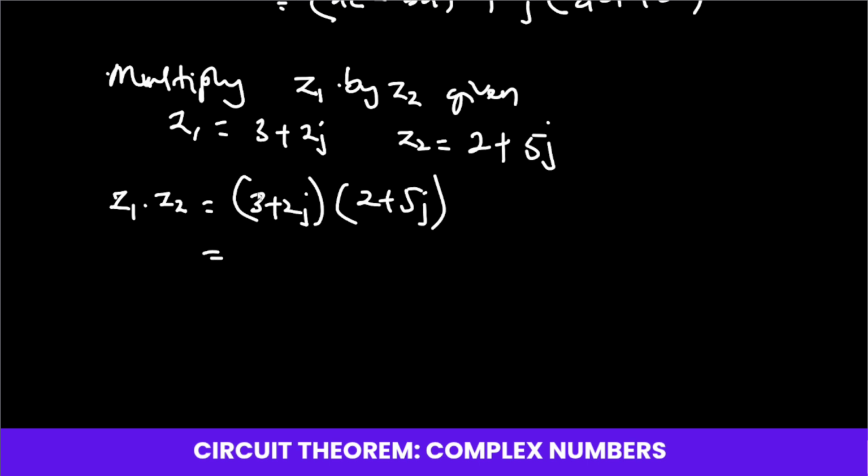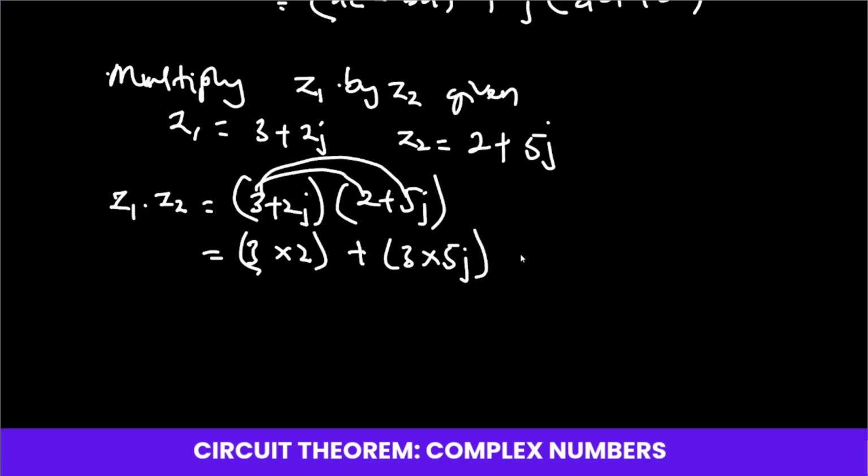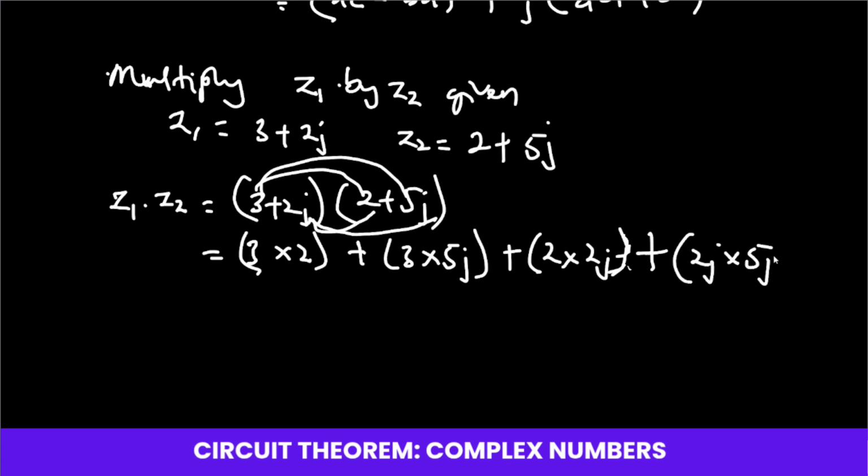And we do our distribution. So 3 will multiply 2 plus 3 by 5j. Okay, plus we will bring 2j multiplying 2. That's 2 by 2j. And our final one should be plus 2j multiplying our 5j.